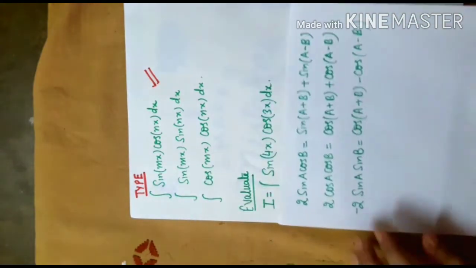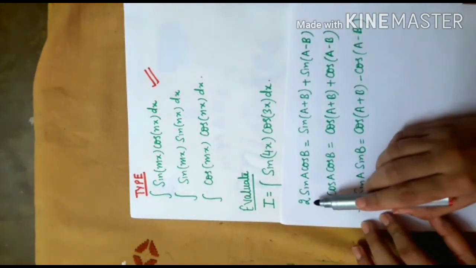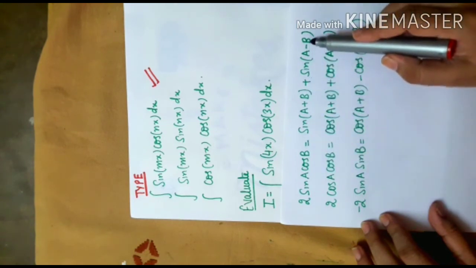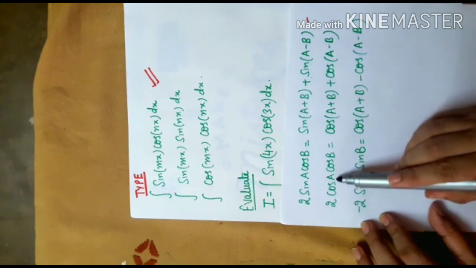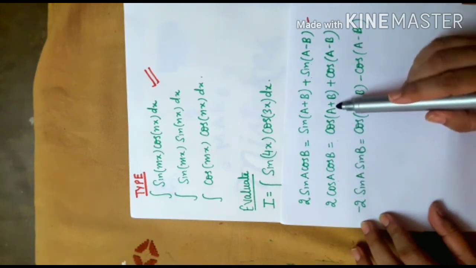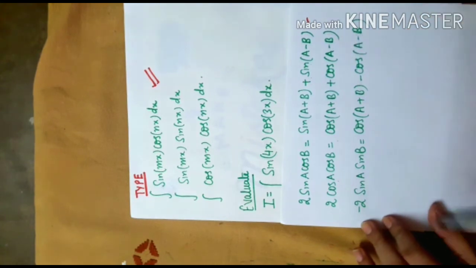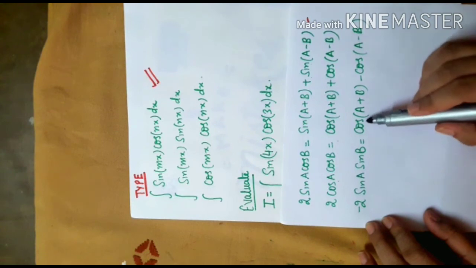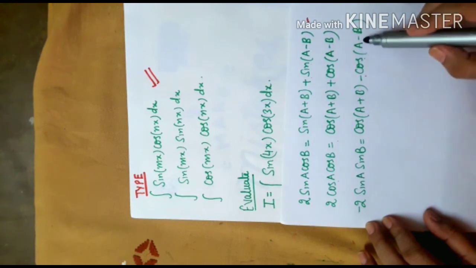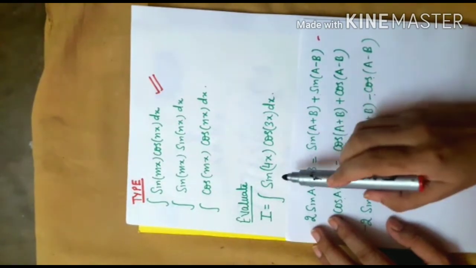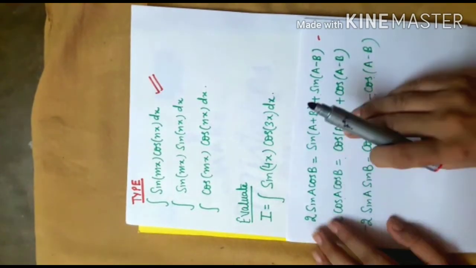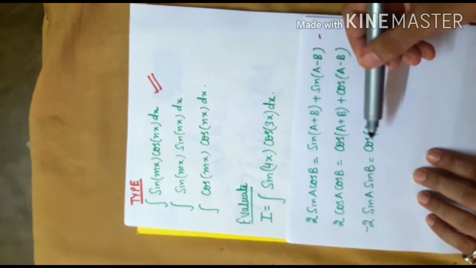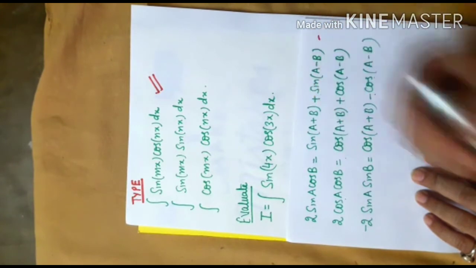Now in class 11th, you learned that 2 sin a cos b is equal to sin a plus b plus sin a minus b. 2 cos a cos b is equal to cos a plus b plus cos a minus b, and minus 2 sin a into sin b is equal to cos a plus b minus cos a minus b. Now look here at this integrand. Can you identify amongst these three which possible form it can be?